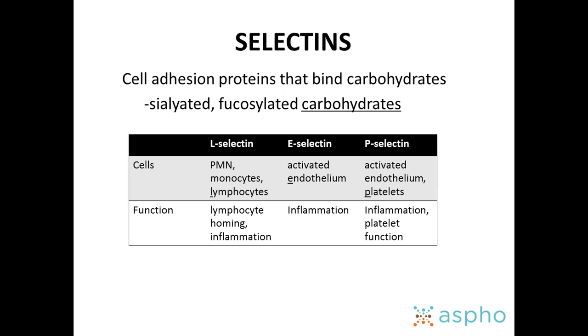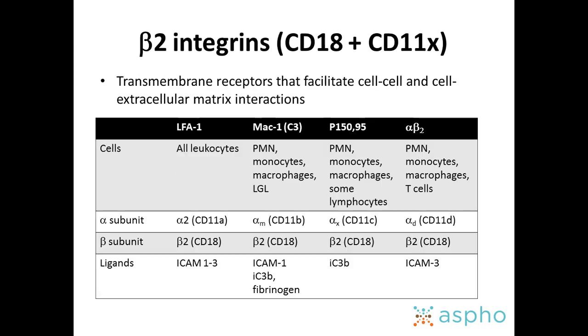So what are selectins? These are cell adhesion proteins that bind carbohydrates. And this becomes important because there are a few diseases where this carbohydrate recognition function doesn't work. In the case of neutrophils, or PMNs, polymorphonuclear neutrophils, we'll say neutrophils, the L-selectins are also on monocytes and lymphocytes, and the function here is really for lymphocyte homing. And then the E-selectins are on endothelium, and the P-selectins are on platelets.